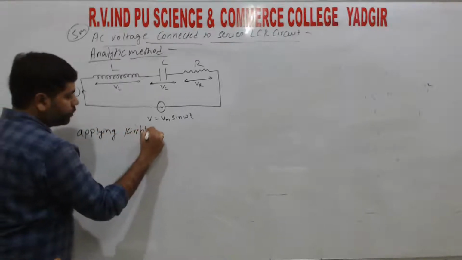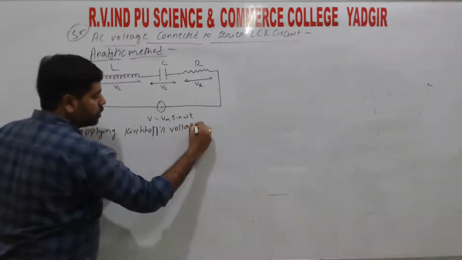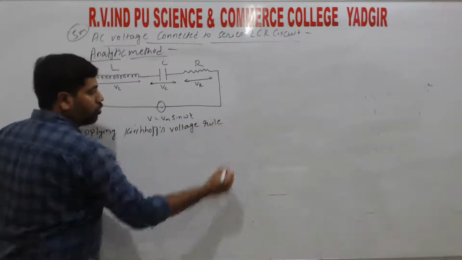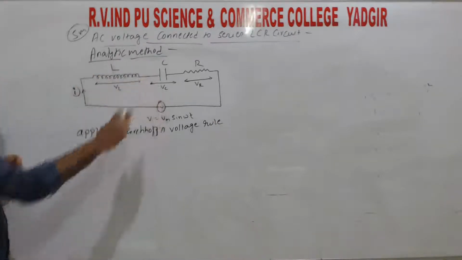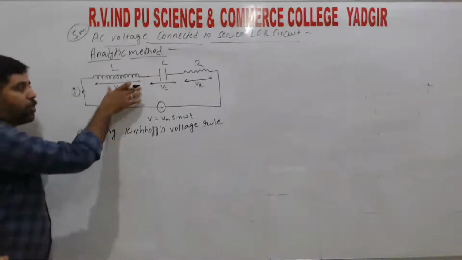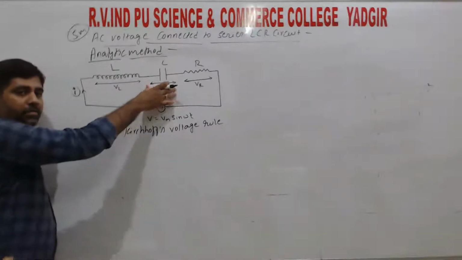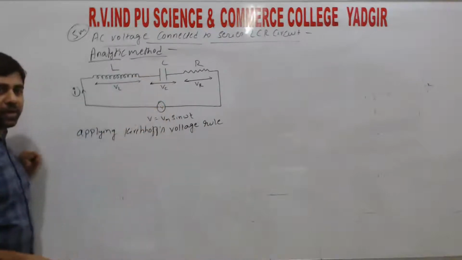Kirchhoff voltage rule or voltage law to this circuit. So where I is the current which is flowing in the circuit. So Kirchhoff voltage law, what it states is that the sum of the IR products is equal to the sum of the EMF which is present in the circuit, right?